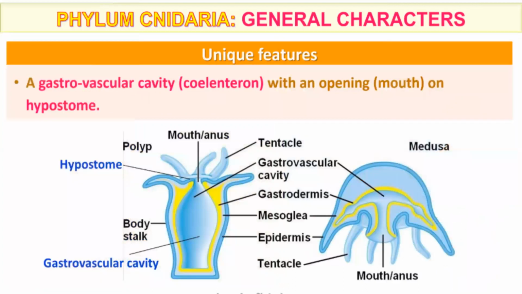Next is the gastrovascular cavity with the opening of mouth on hypostome. They have a cavity where digestion takes place. In the previous one, porifera, there was no digestion. They were just absorbing the nutrition. Here they have a gastrovascular cavity, with an opening, the mouth, on the hypostome. This is the hypostome. This is the mouth. This is the gastro cavity. This is another one: Hydra and jellyfish. This is hydra. This is jellyfish.